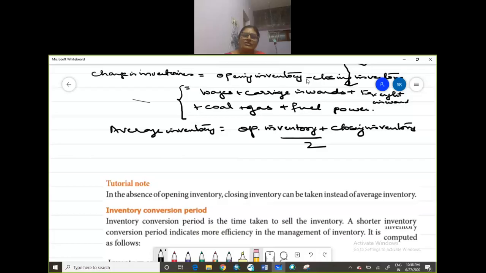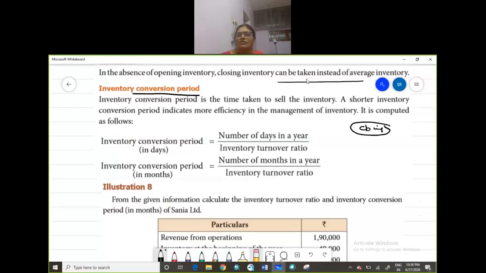After you calculate the inventory turnover ratio, you have to calculate the inventory conversion period. What is inventory conversion period, first of all? It is the time taken to sell the inventory, whatever product you have manufactured. A shorter inventory conversion period indicates more efficiency in management of the inventory.